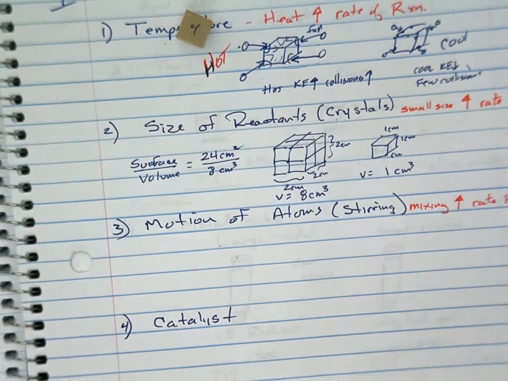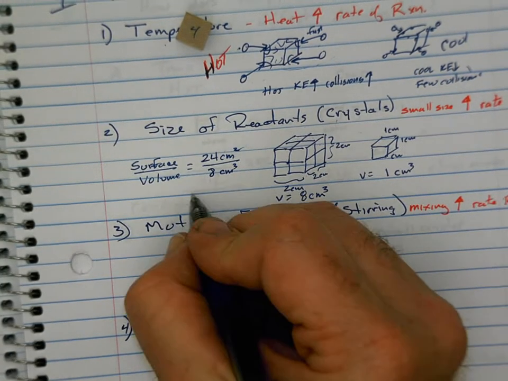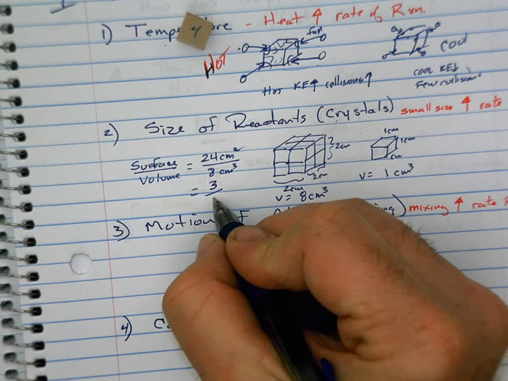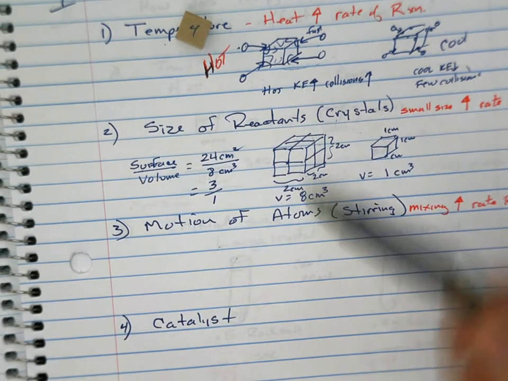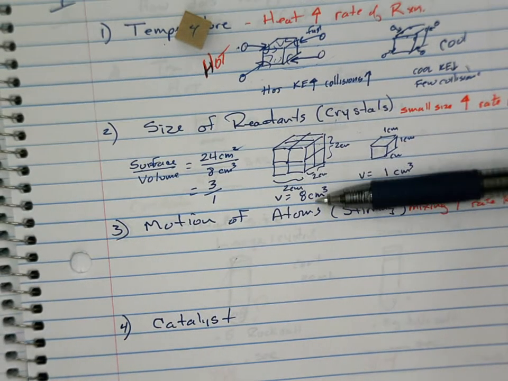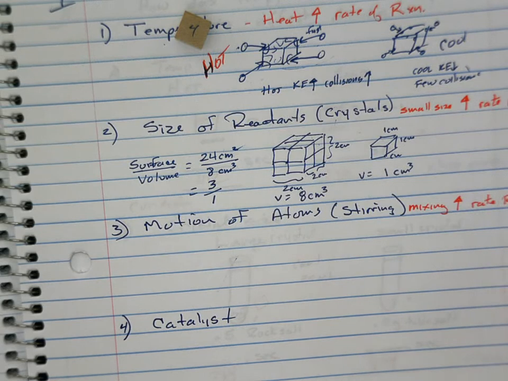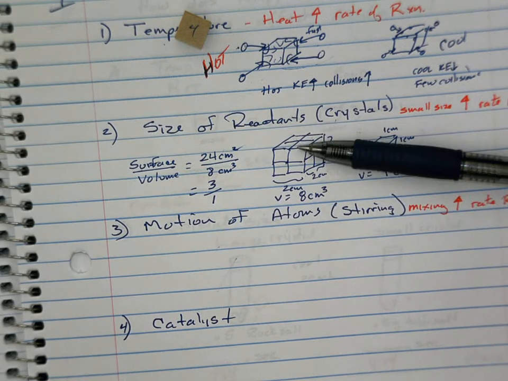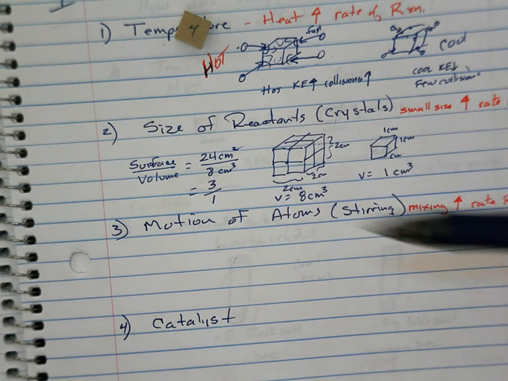What is 24 divided by 8? Okay, let's see. 8 goes into 24 3 times to the 1 time. So the large one has a surface to volume ratio of 3 to 1. That's telling us how much surface area there is to its volume, 3 to 1.